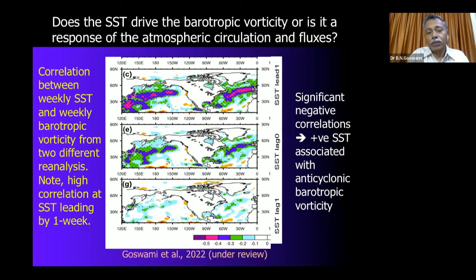For that, what we did is we looked at the weekly SST and weekly barotropic vorticity. So we averaged out the weather disturbances, and then correlated weekly SST with the barotropic vorticity at every grid point, and also correlated that with lead and lag, and it turns out that when SST leads by 1 week, the SST strongly correlates negatively with the barotropic vorticity in the North Atlantic as well as in the North Pacific.